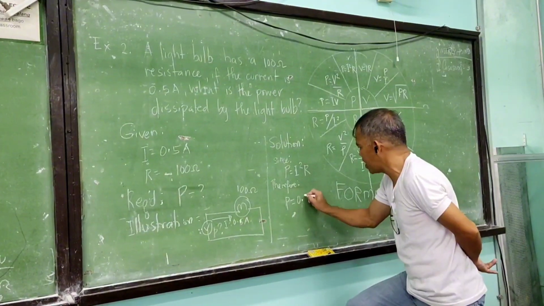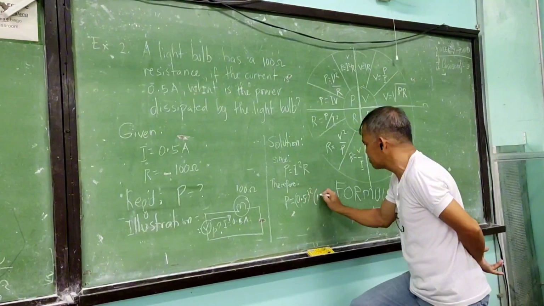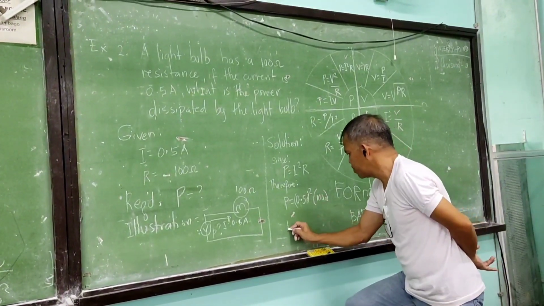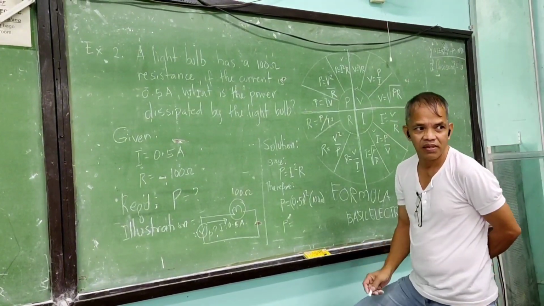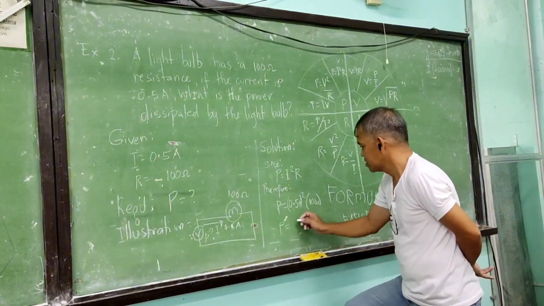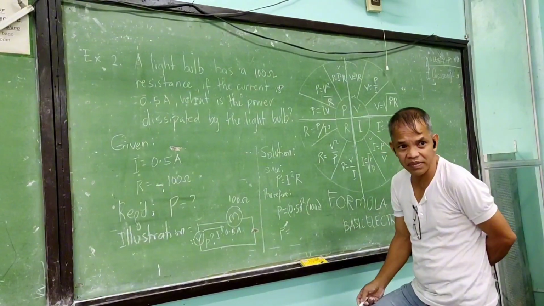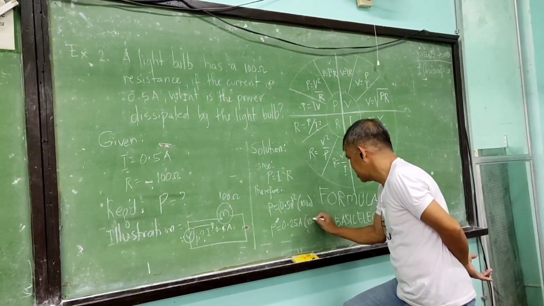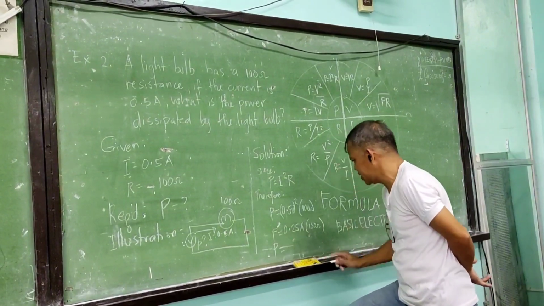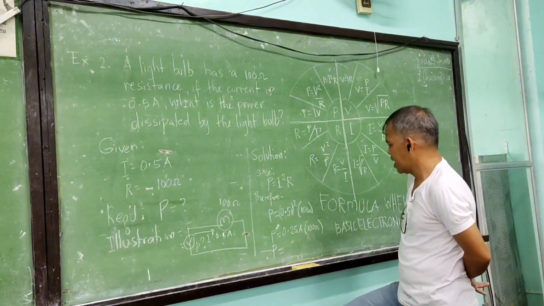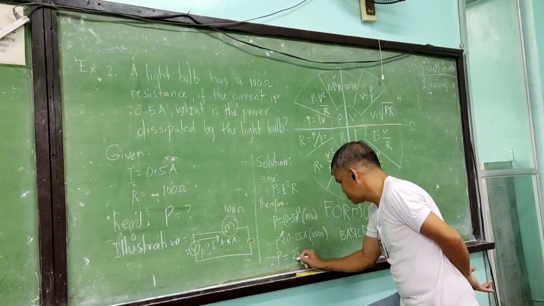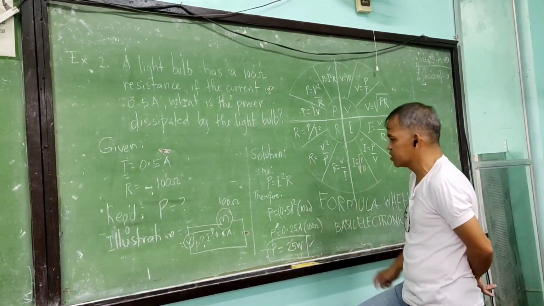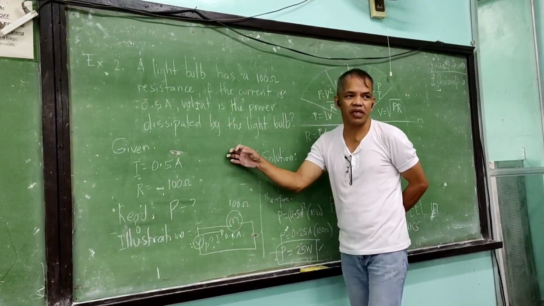power is equivalent to 0.5 squared multiplied by 100 ohms. 0.5 squared ampere. Okay. 0.5 multiplied by 0.5. What is the answer? 0.25 multiplied by 100. So therefore power is equivalent to 25 watts. The unit for power is watt. So the answer is 25. So this is your example.